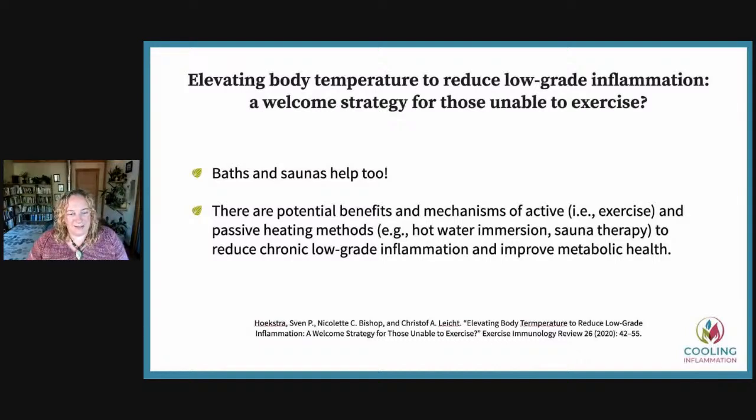This kind of fancily worded thing says there are potential benefits and mechanisms of active and passive heating methods. I love how they say hot water immersion. Yeah, like a bath or a hot tub, or sauna therapy, that are to reduce chronic low grade inflammation and improve metabolic health. So, yay for baths and saunas as well.